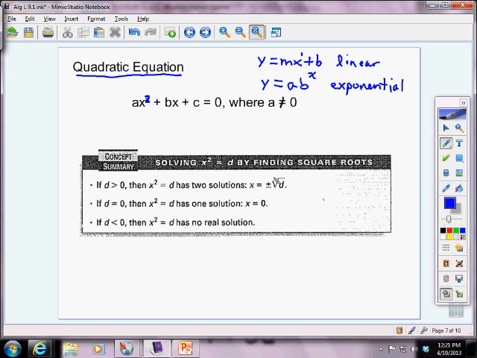Now, today we're going to be solving by finding square roots. Again, there are a number of ways to solve quadratic equations, but we're going to do that by finding square roots. This is a little hint here.